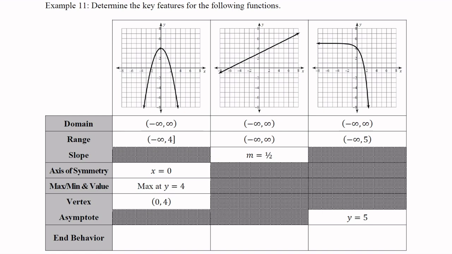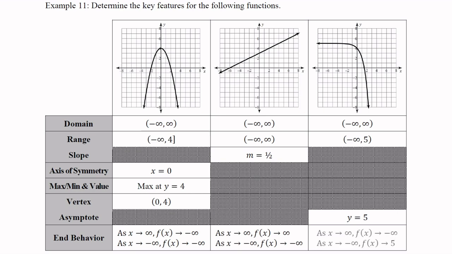And then one more look at all three end behaviors. We're concave down on the parabola, so both ends go to negative infinity. On the linear, we are on the right going down, so the right-hand side goes to negative infinity, and the left-hand side goes to infinity. And then with the exponential, the right-hand side goes to negative infinity, the left-hand side goes to 5.